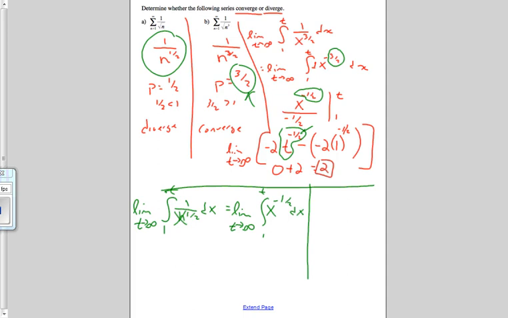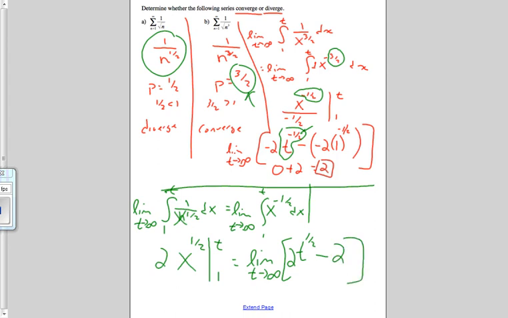And now, because that p-value, the 1/2, is less than 1, when we integrate, we're adding 1 to that power. We're going to get x to the 1/2 over 1/2, so 2x to the 1/2 from 1 to t. And now, because my power was less than 1, I no longer have a negative exponent. So when I evaluate this, I'm going to get the limit as t approaches infinity of 2 times t to the 1/2 minus 2.